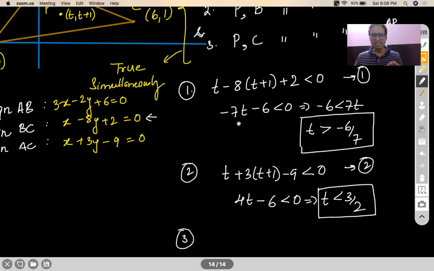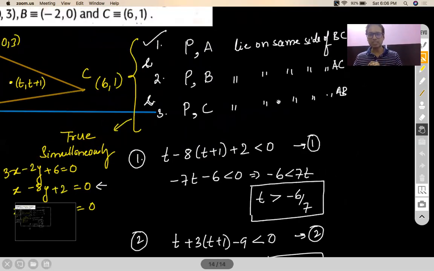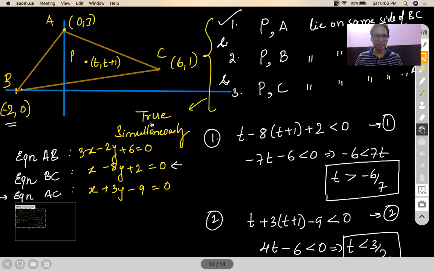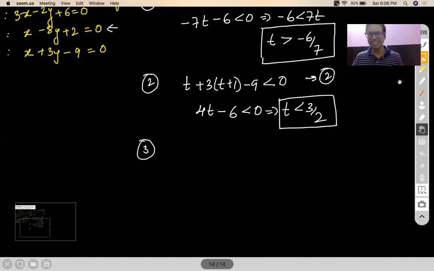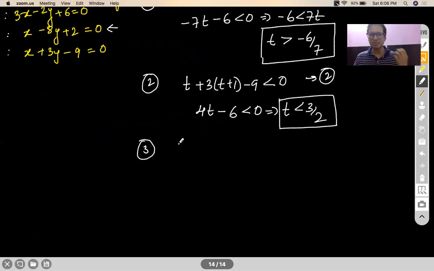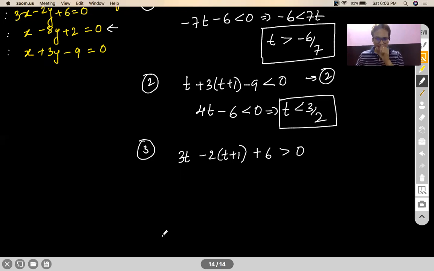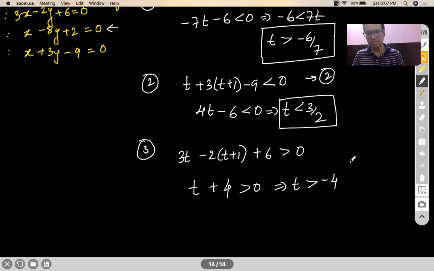Third condition is P and C should lie on the same side of AB. So let us put C in the AB equation. C is (6, 1). If I put it in the AB equation, I'll get a positive answer for sure. You don't have to exactly know the value. You just need to know whether positive or negative is coming. So even putting T and T plus 1 in place of x and y respectively, I should get a positive answer. This will give me T plus 4 is positive. That means T should be greater than -4.